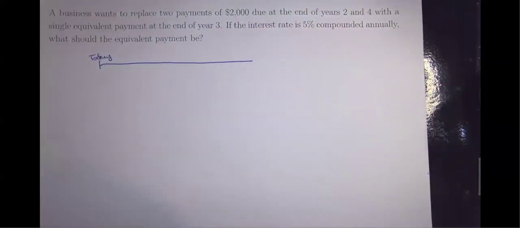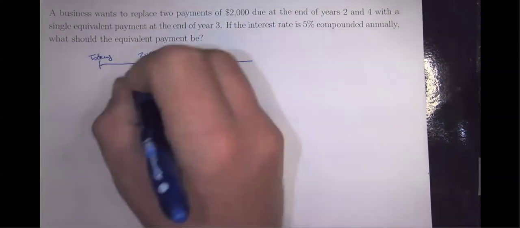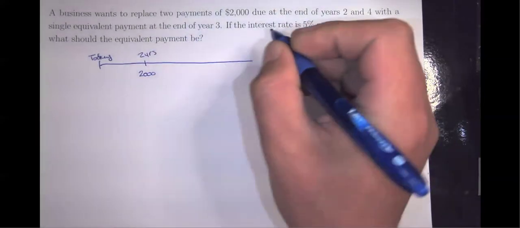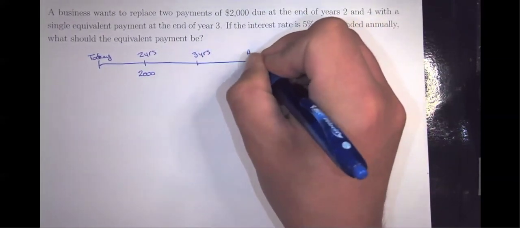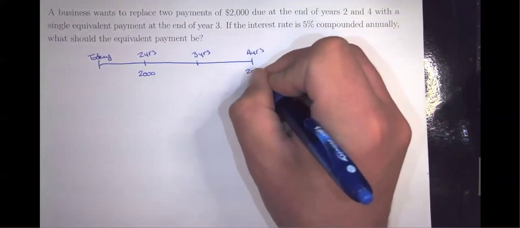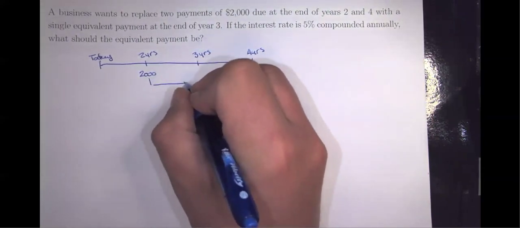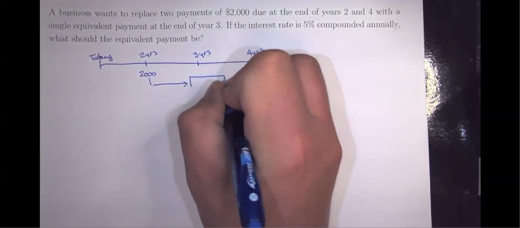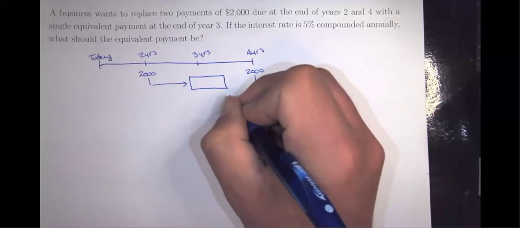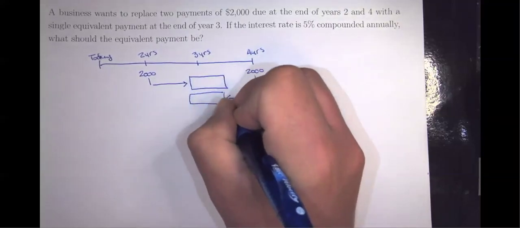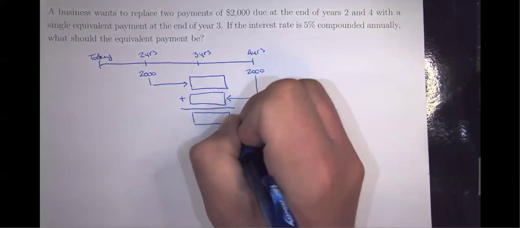So here's today. We have payments that are due at 2 years. This one's $2,000. And another one at 4 years of $2,000. And we want to replace them with a single payment at 3 years. So this one's going to have to come to the future. This one's going to have to go to the past. We're going to add them up, and we're going to come up with a total.